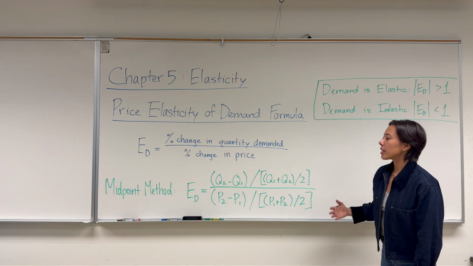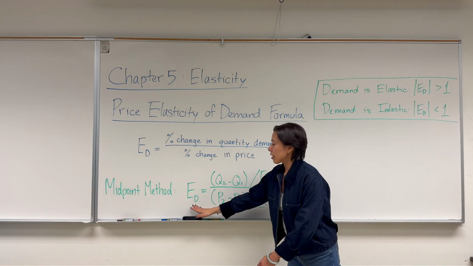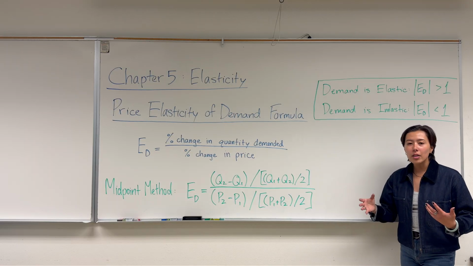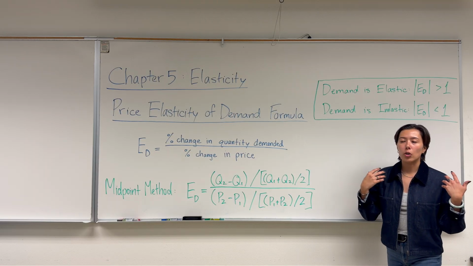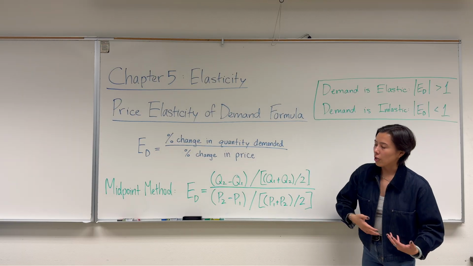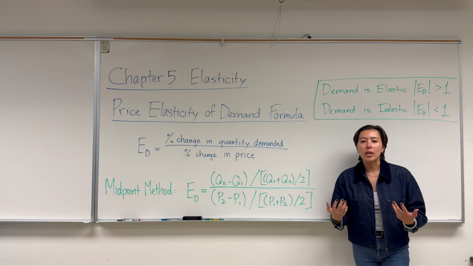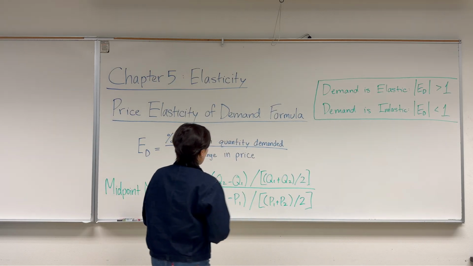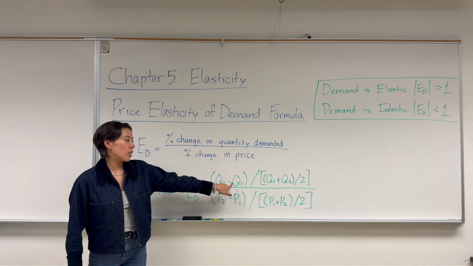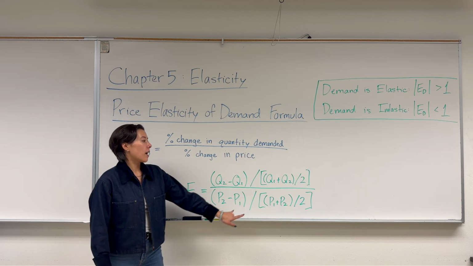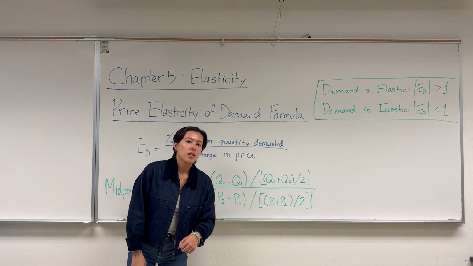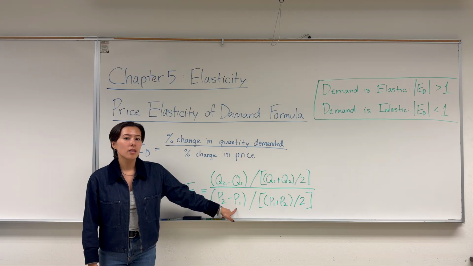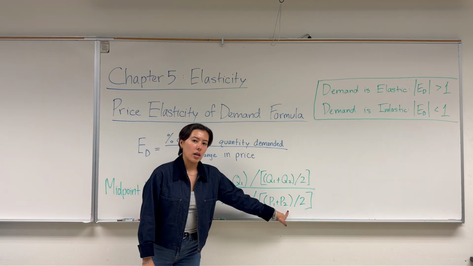So we're still doing the same thing here. We're going to calculate our price elasticity of demand, but we're going to calculate the change in our quantity demanded and the change in our price using the midpoint of the change, or the average of the change. So all we're doing here is we're going to take our change in quantity and then divide it by the average quantity, and then we're going to take that and divide it by the change in price divided by the average price.